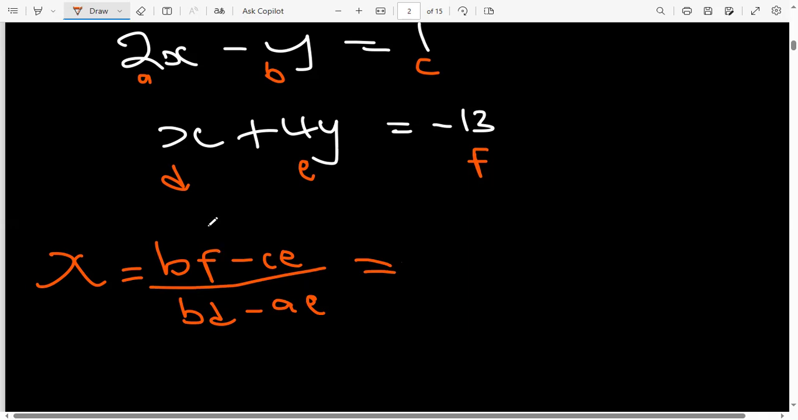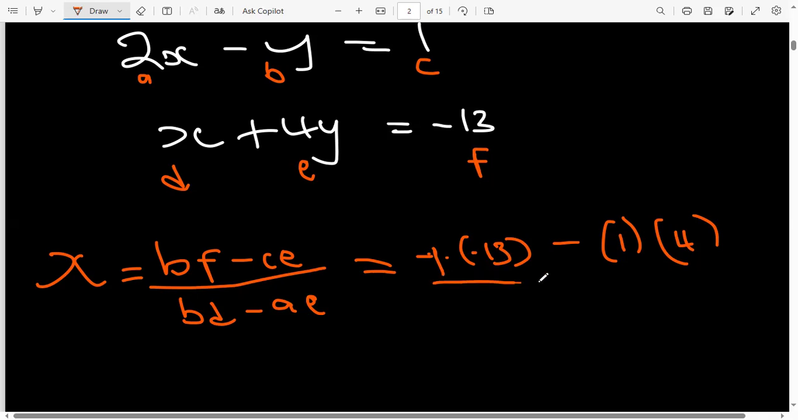So what is our B? Our B will just be the number that is in front of this Y, which is minus 1. So I'm going to write a minus 1 there, then multiplied by F, which is minus 13. And then minus, and what is our C? Our C is 1, and then multiplied by our E, which is 4. So that's what I put there.